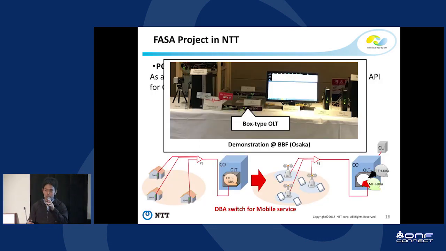We actually made a demonstration at the BBF conference that took place this June. This demonstration is very similar to the one which we are doing here. In the ONF Connect demo, we assumed the switch of DBA that assumes the factory RAM. On the other hand, the demonstration that we did at BBF assumes the PON use case for mobile fronthaul.